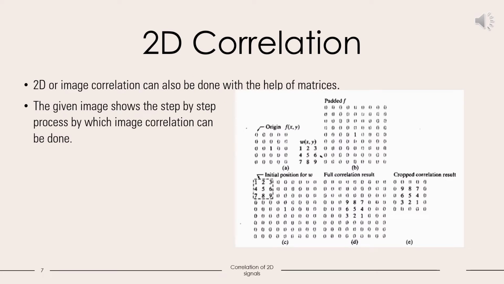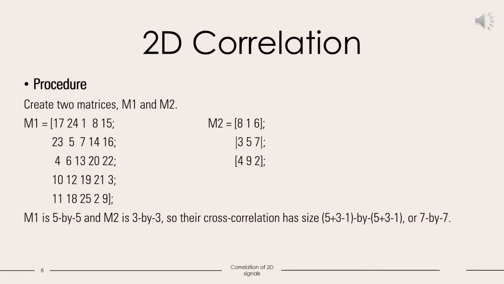2D or image correlation can not only be done by using the mathematical operation discussed before, but it can also be done with the help of matrices. The given image shows the step-by-step process by which image correlation can be done. We will now discuss the procedure by which the correlation operation can be performed on two-dimensional signals using the matrix method.